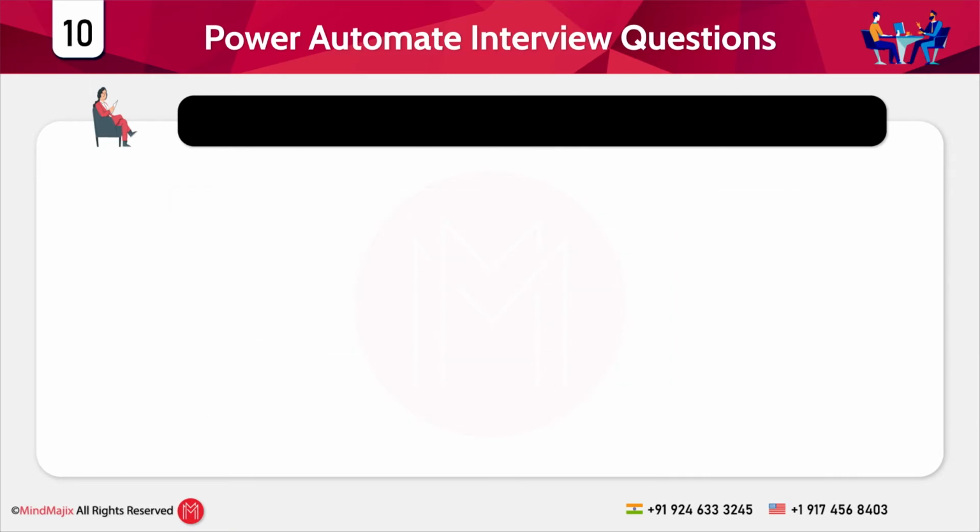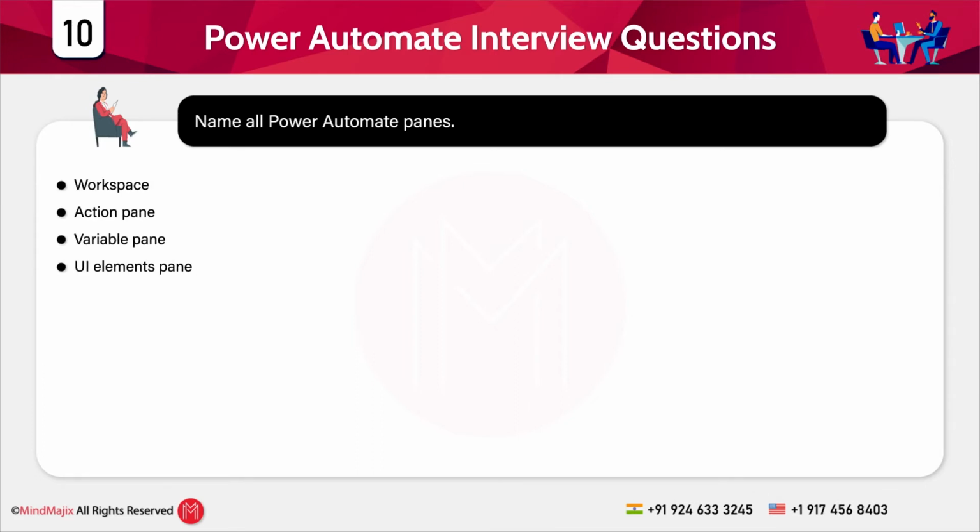Okay, so the next question is, name all the Power Automate panes. So guys, this is a very simple question, and as you can see on the screen, these are the various Power Automate panes such as workspace, action pane, variable pane, UI elements pane, images pane, errors pane, and so on.